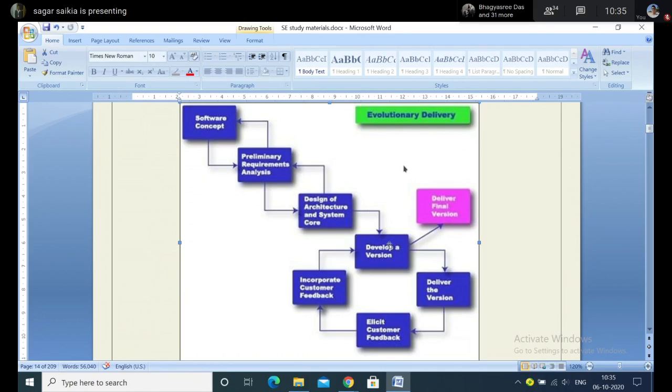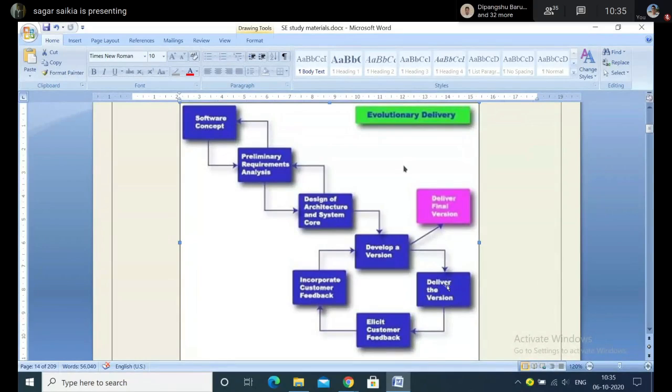What do we do? We develop a prototype, isn't it? Okay, we develop a prototype and then accordingly we work on it. We implement that design, whatever we have developed. Okay, and then we deliver it on the client side, that means on the customer side.